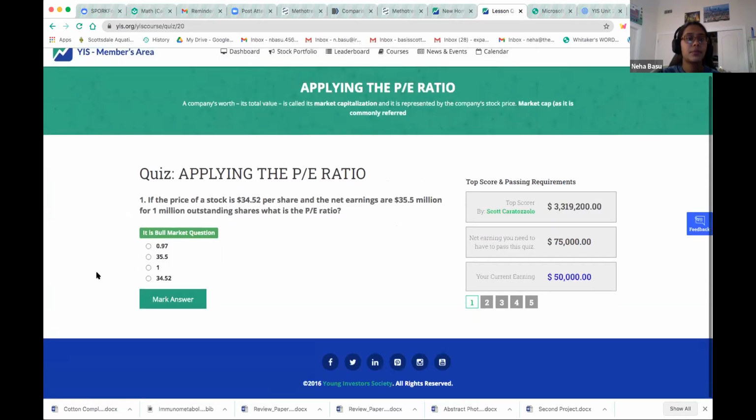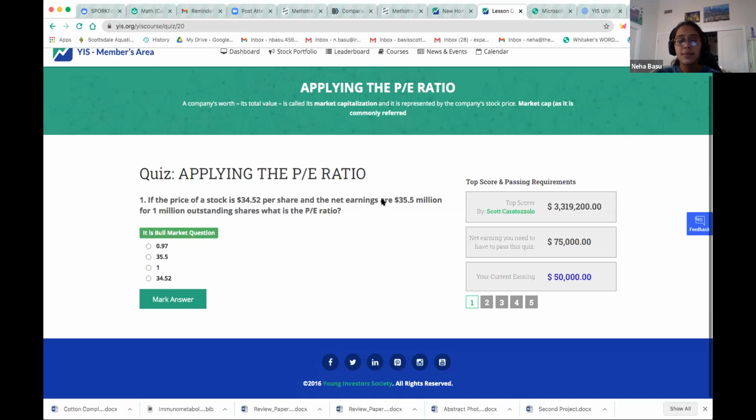Okay, so if the price of a stock is $34.52 per share, and the net earnings are 35.5 million for 1 million outstanding shares, what is the PE ratio? So this question is a little bit more complicated than the ones on the handout, but we can still work through it. So they give us the price. We know that's $34.52, but we have to calculate the earnings per share. And that's based on the net earnings, and you divide by the total number of shares.